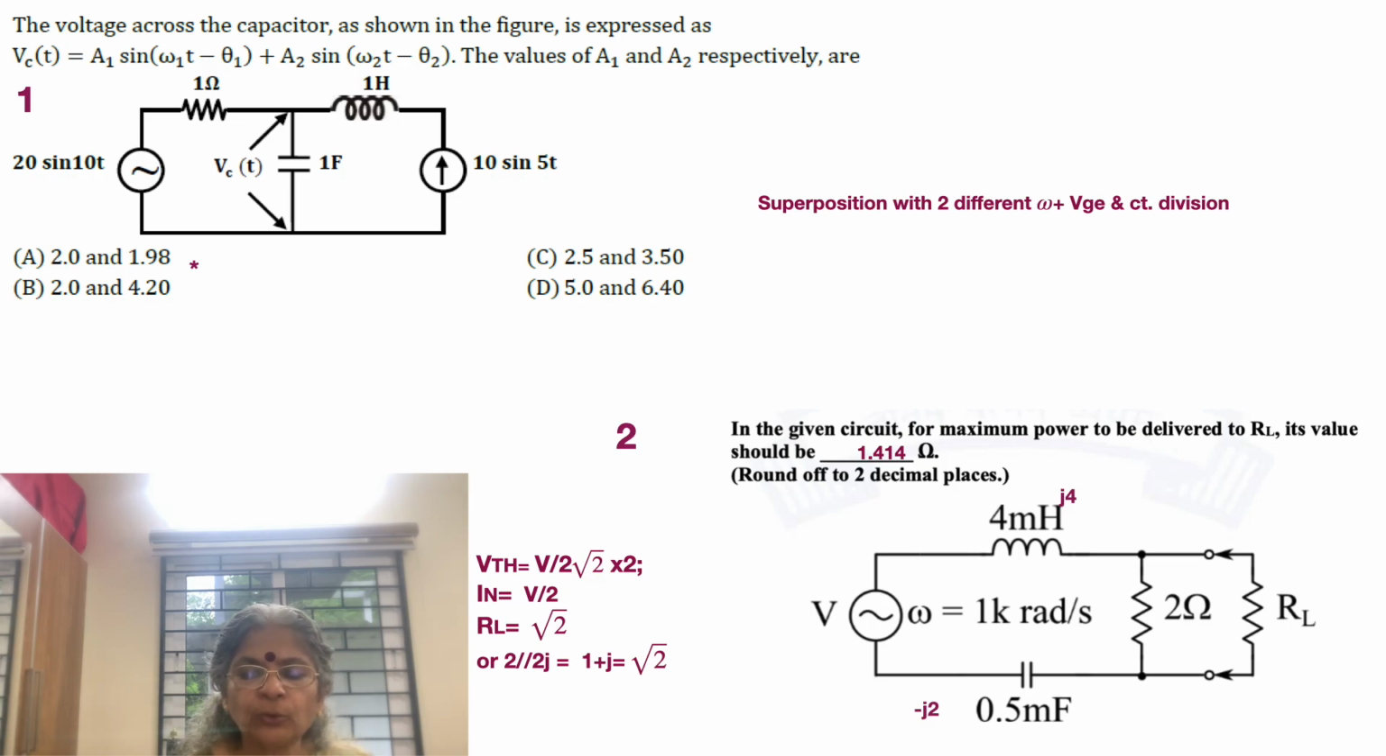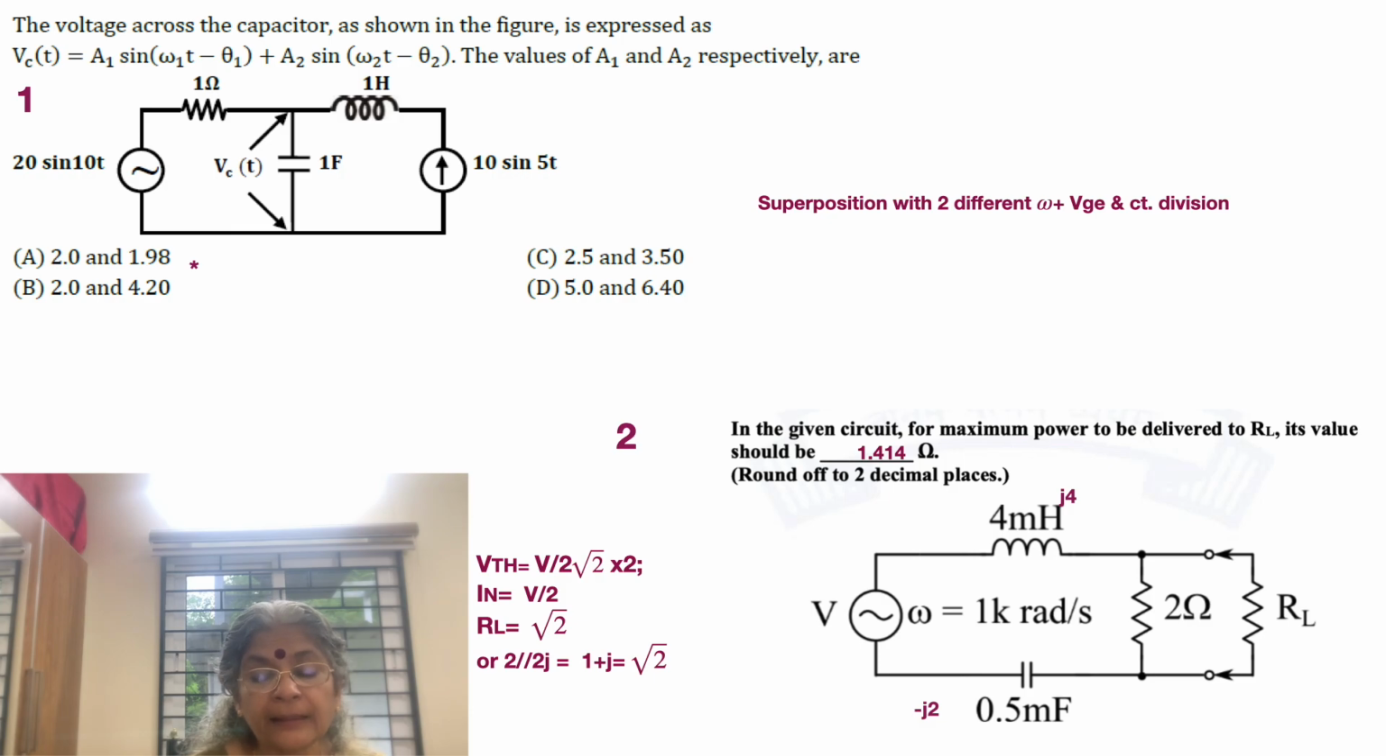Okay, there are two reactances. One is the inductor, 4 millihenry. So 4 millihenry will immediately translate to 4 into 10 raised to minus 3, and with omega being 10 raised to 3, omega L gives us a reactance value of J4.